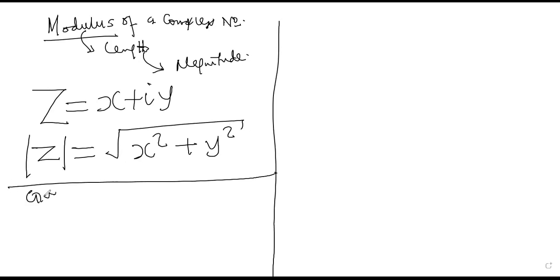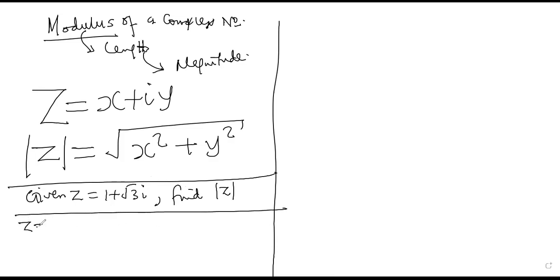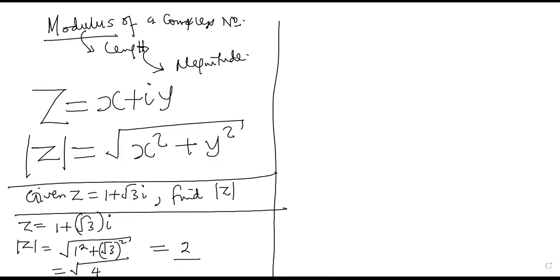For example, if we are given Z as 1 plus root 3 i, and we want to find the magnitude of Z, or the modulus of Z. Simply, this would mean that our Z is 1 plus root 3 i. So the magnitude of Z would be equal to the square root of 1 squared plus root 3 squared. Discard the i. So this is the same as the square root of 1 plus 3, which is 4. And this gives us 2. So the modulus in that case gives us 2.